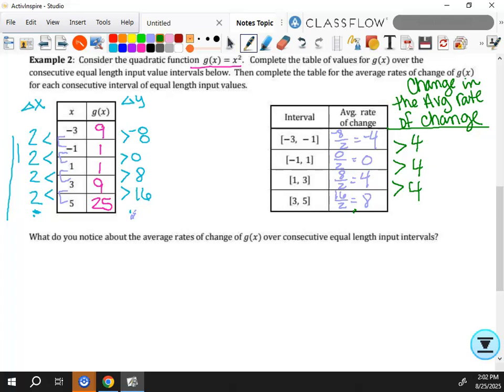You with me on that? That happens for every quadratic. It's not always going to be 4, but it'll always be constant. Okay? And had we done this over here, had we not gone that far, we had this.